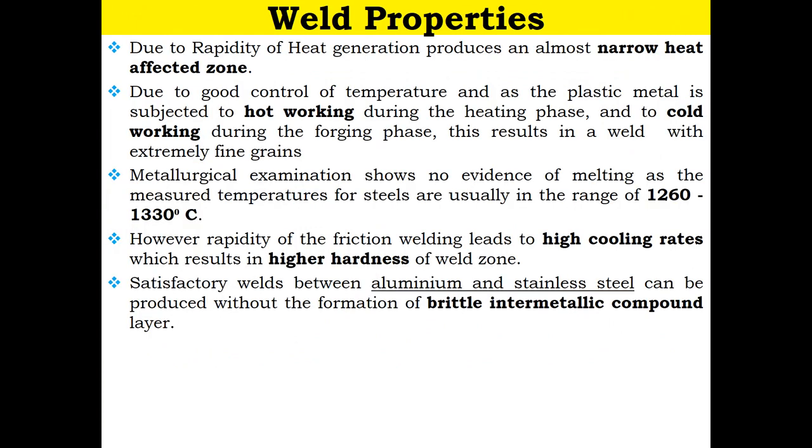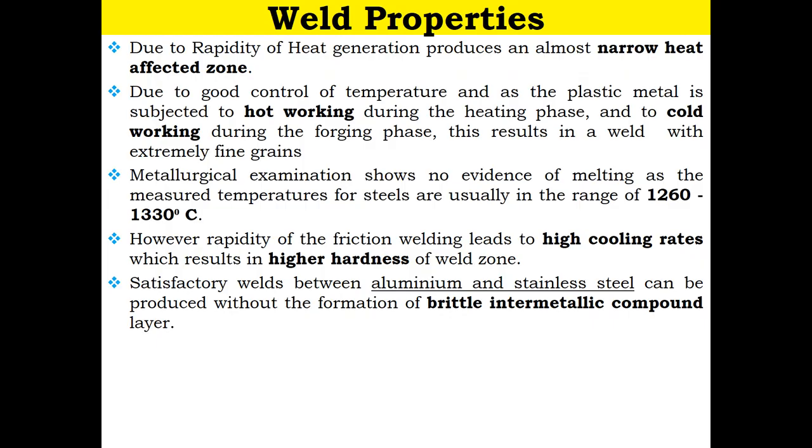How weld properties vary: the rapidity of heat generation produces an almost narrow heat affected zone due to good control of temperature, and as plastic material is subjected to hot working during the heating phase and to cold working during the forging phase, this results in a weld with extremely fine grains.